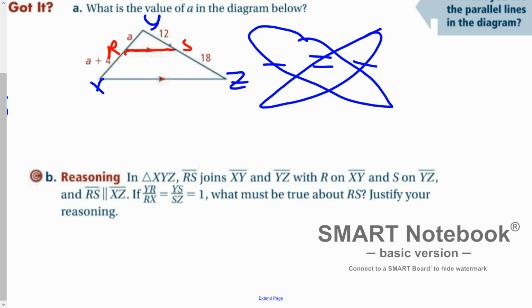Okay. And then you're trying to figure out, same thing like this. If my proportion, this to this, equals this over this, if that equals 1, what must be true about RS? Okay, what about RS must be true? So maybe you can think about that, maybe you can't, but there you go. There's the first video.